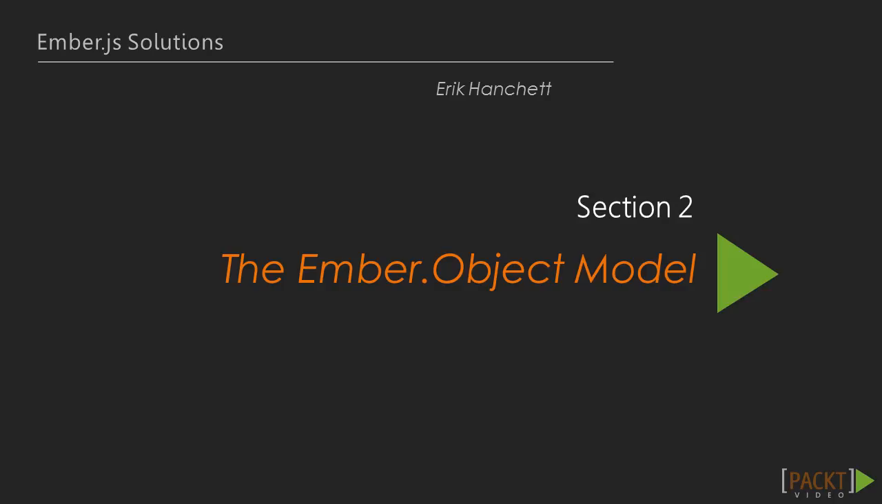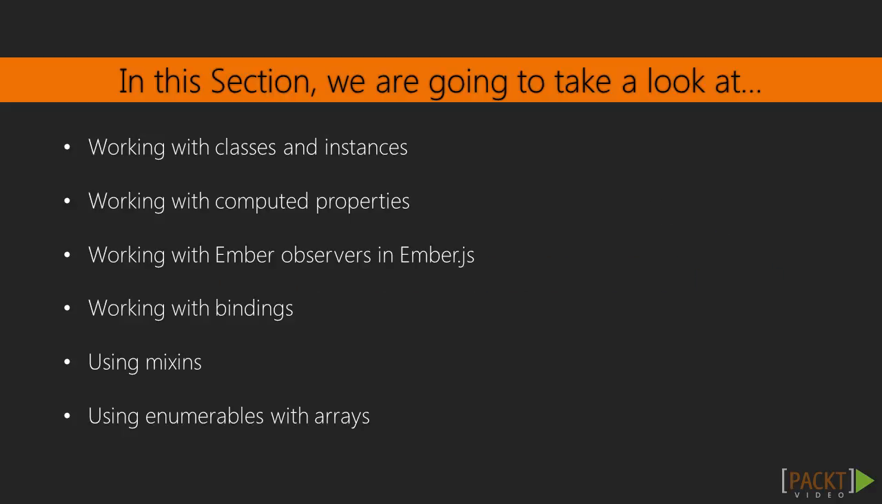Previously, we went through the basics of Ember CLI. In this section, we'll learn how Ember.object works and how it can be used in our application. We will learn how to work with classes, instances, computed properties, Ember observers in Ember.js and bindings. We'll also learn how to use mixins and enumerables with arrays.